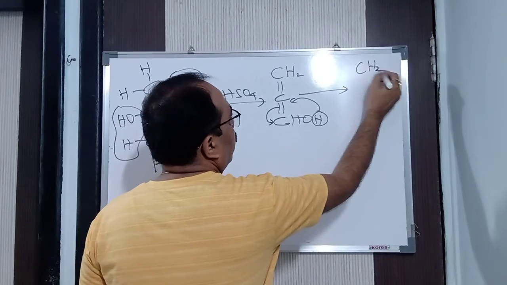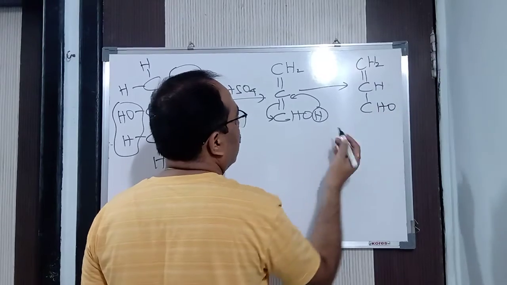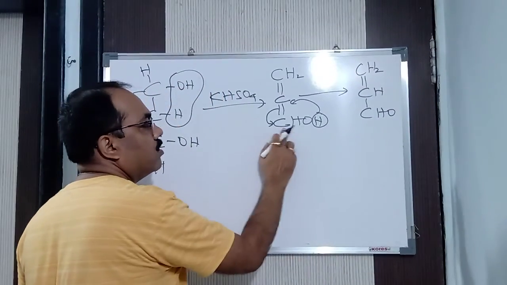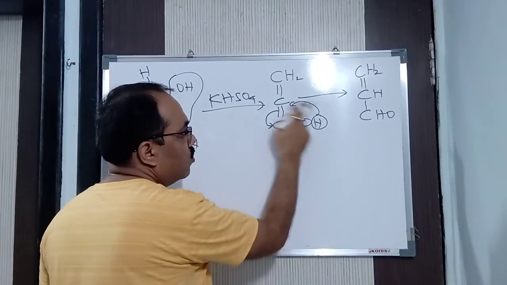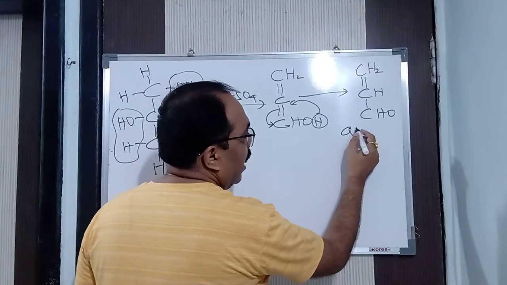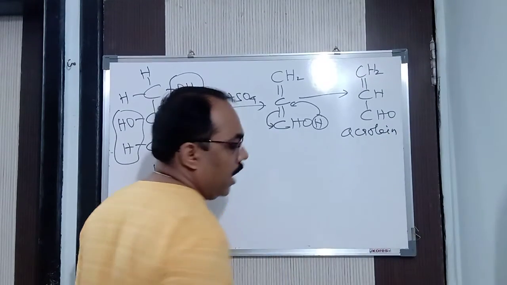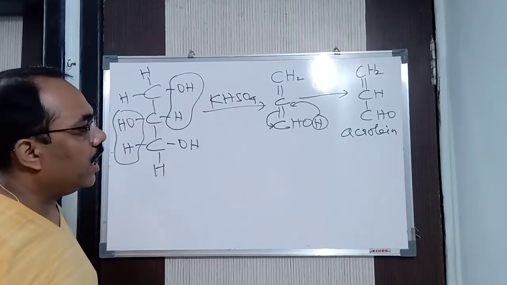So hence what I am going to get is CH2 double bond CH single bond CHO. Got it? It is CHO, the H goes here. So CH2 double bond CH single bond CHO. What is this known as? It is known as acrolein, or acraldehyde.